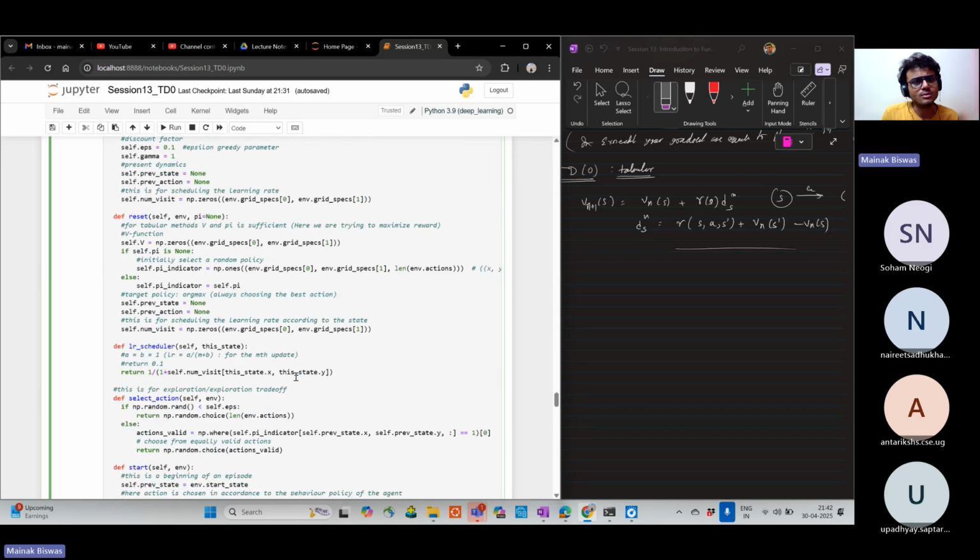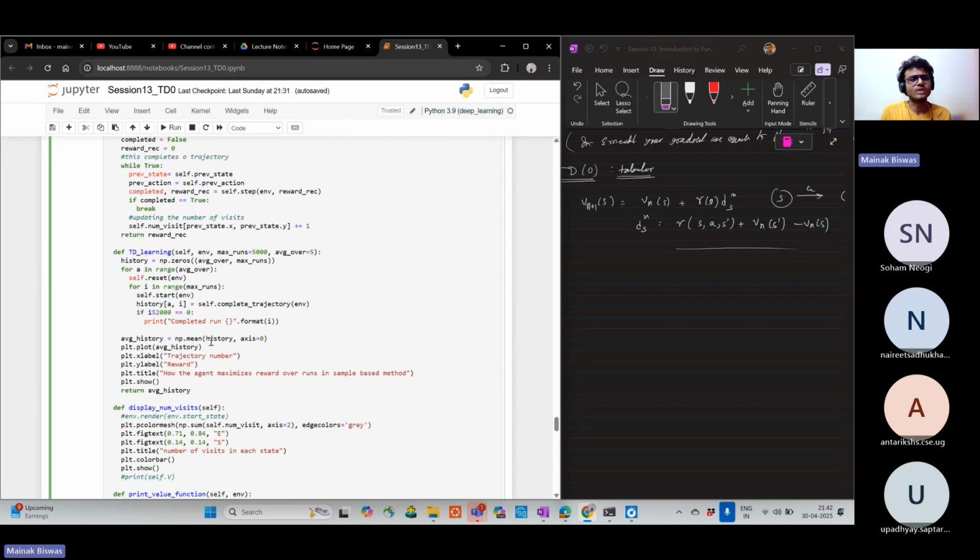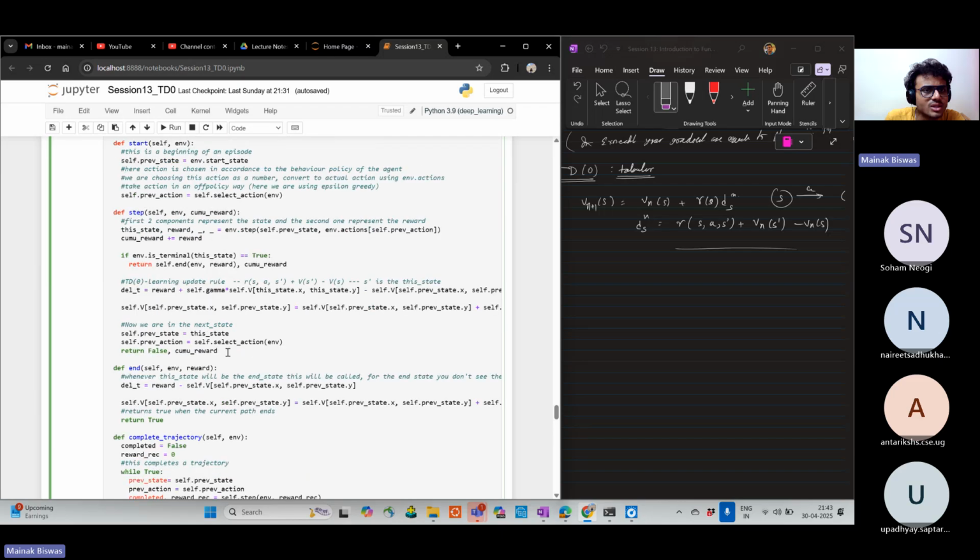Okay, so now again reset and all this we can see. So basically, what are we trying to do? We are trying to do TD learning. Say we have a max iteration of 5,000. So what we start doing is we tell the environment to start. So let's see what the start function is.